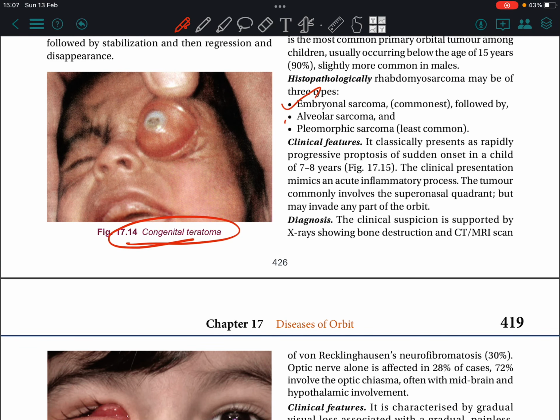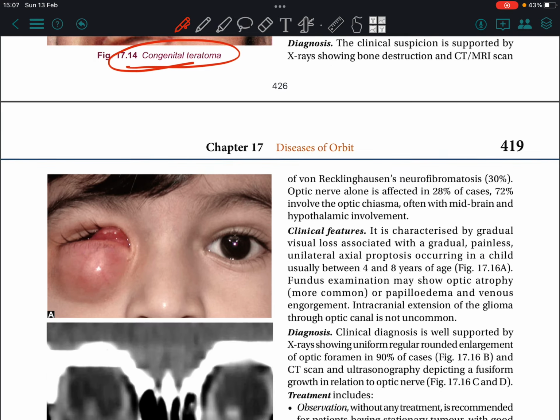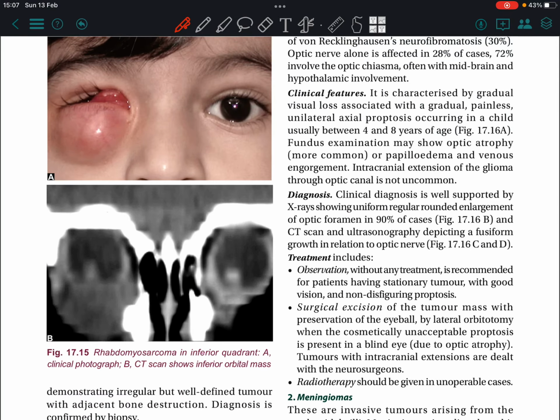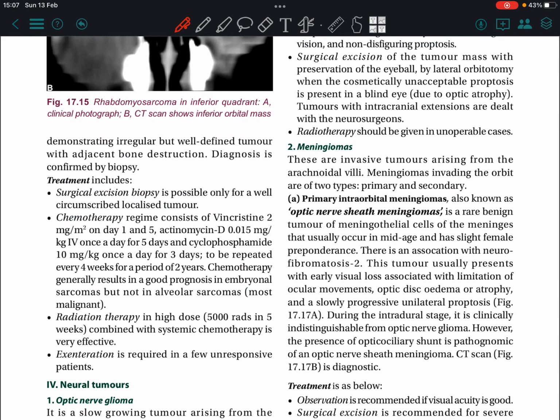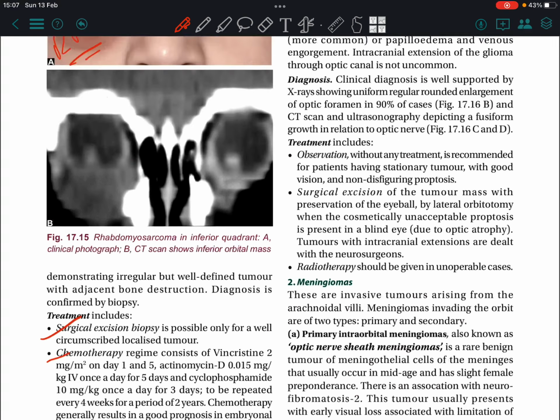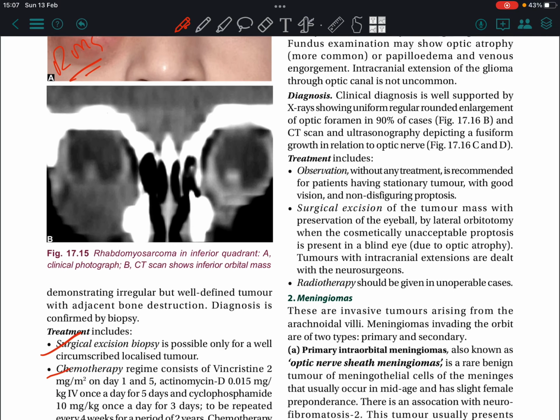Histopathologically: embryonal sarcoma, alveolar sarcoma, and pleomorphic sarcoma. Clinical features: rapidly progressive proptosis. Rhabdomyosarcoma. Treatment: surgical excision, chemotherapy, radiation therapy. Neural tumors: optic nerve glioma, meningioma.